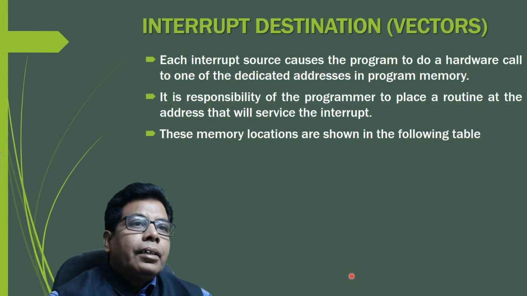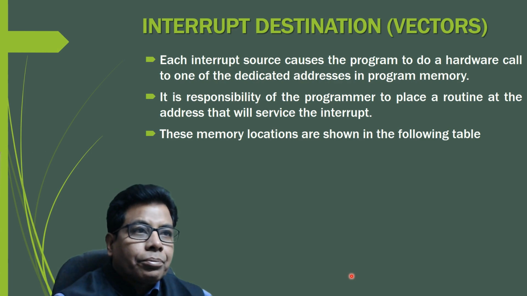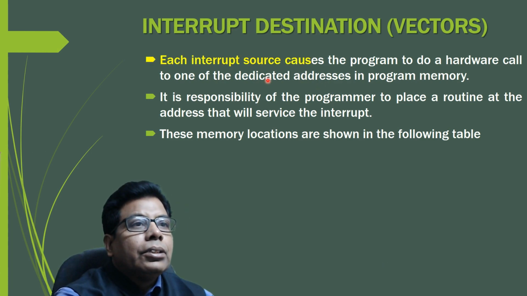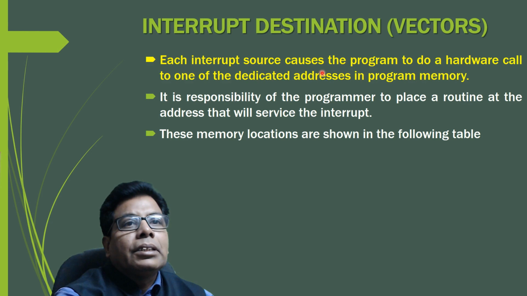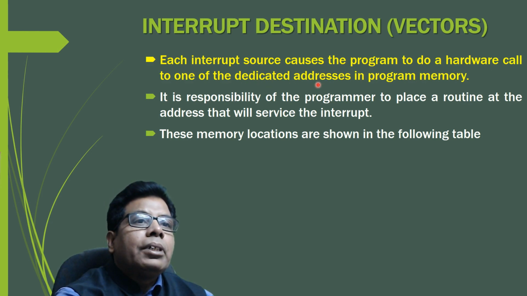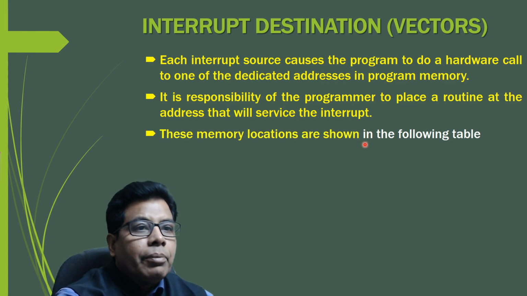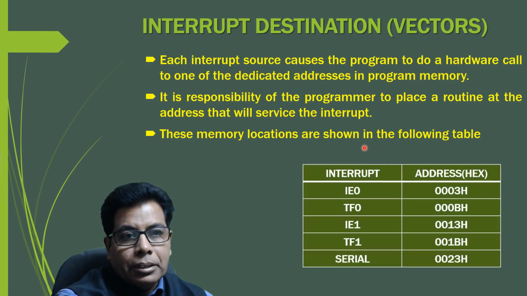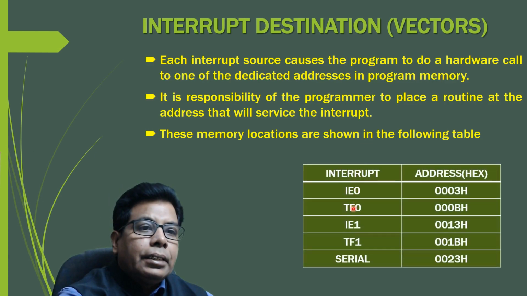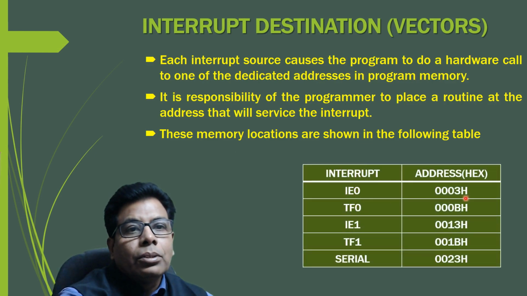Then interrupt destination vectors. Now each interrupt source causes the interrupt program to do a hardware call to one of the dedicated addresses in the program memory. It is the responsibility of the programmer to place a routine at the address that will service the interrupt. These memory locations are shown in the following table. So these are the interrupts.